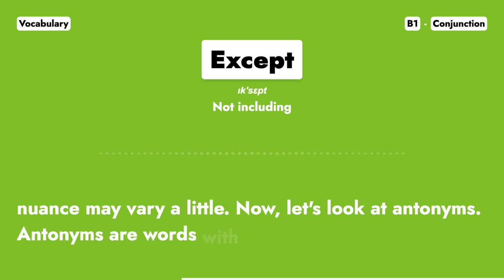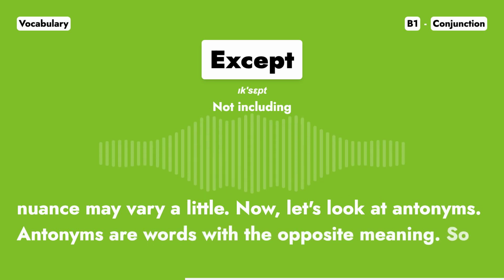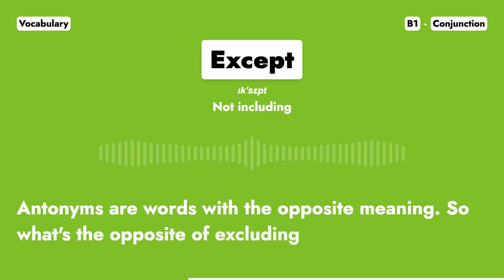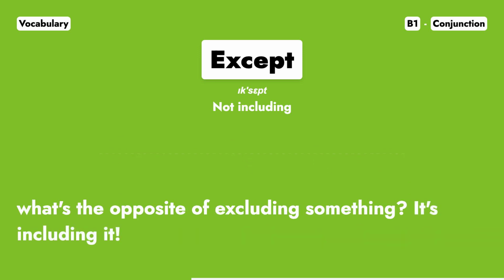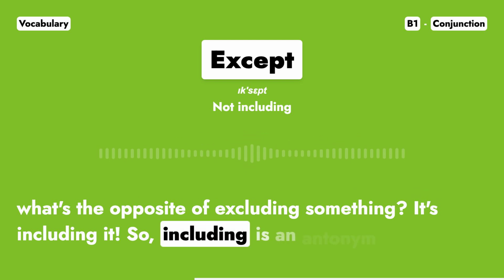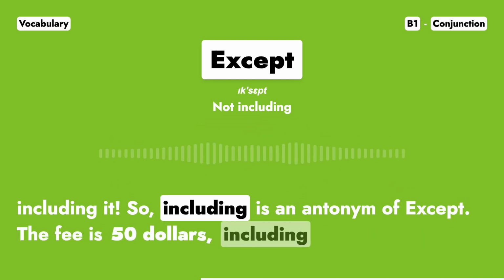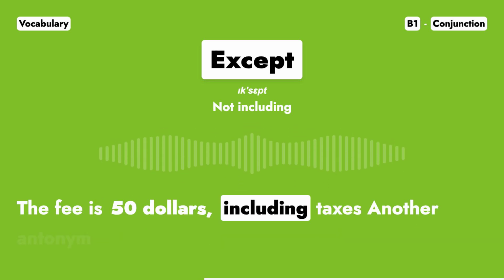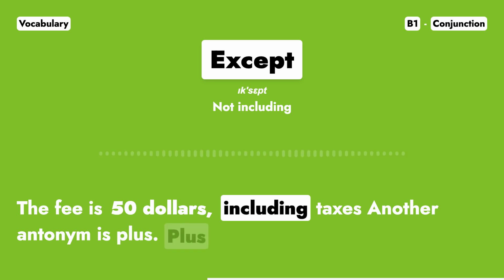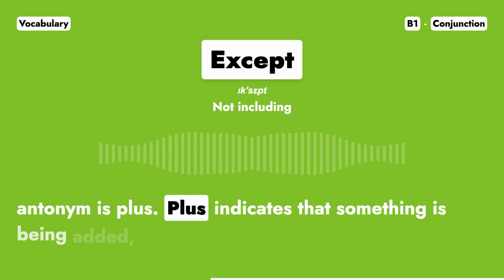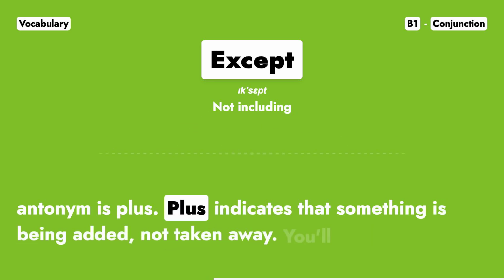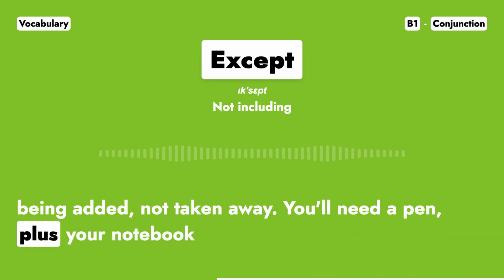Now, let's look at antonyms. Antonyms are words with the opposite meaning. So, what's the opposite of excluding something? It's including it. So, including is an antonym of accept. The fee is $50, including taxes. Another antonym is plus. Plus indicates that something is being added, not taken away. You'll need a pen, plus your notebook.